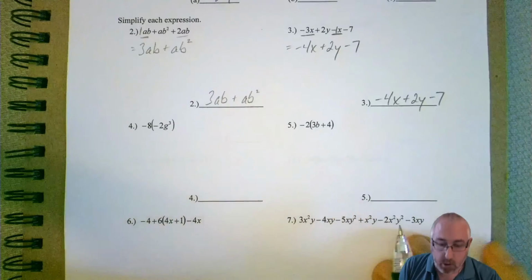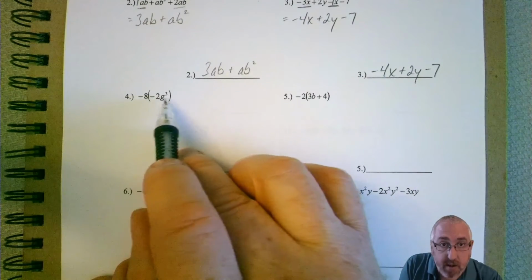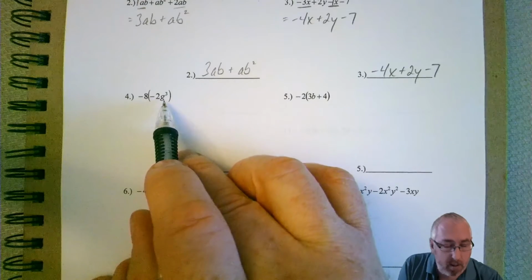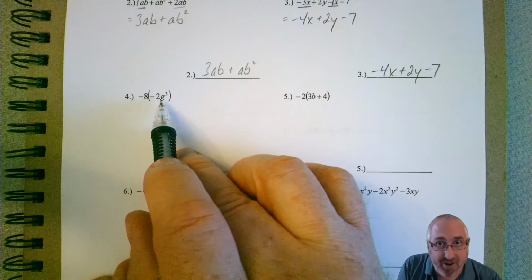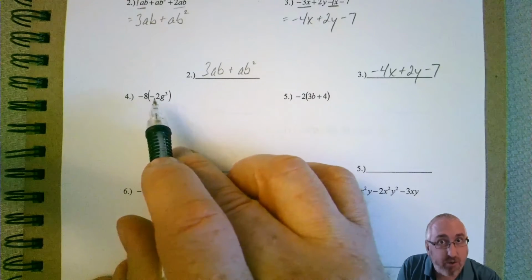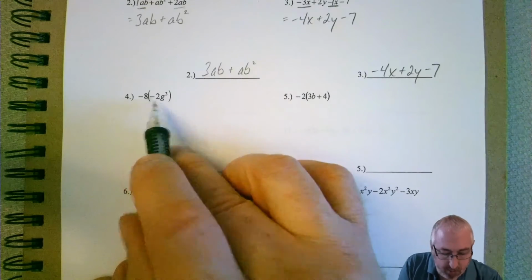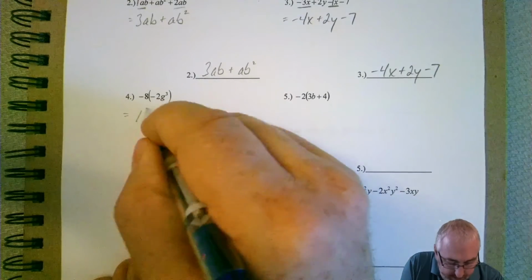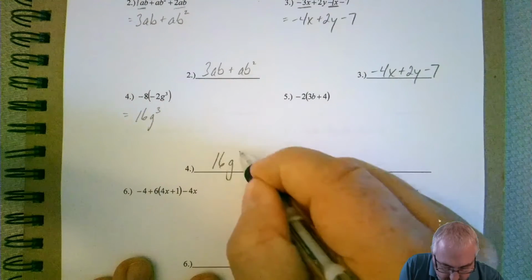Now when you get to ones with parentheses, in this case, there's nothing inside the parentheses except for multiplication. There's no addition, no subtraction. So we don't have to use the distributive property. We want to use the associative property. So we're just going to multiply the numbers in front, and that's it. So this is going to give you a 16g to the third power.